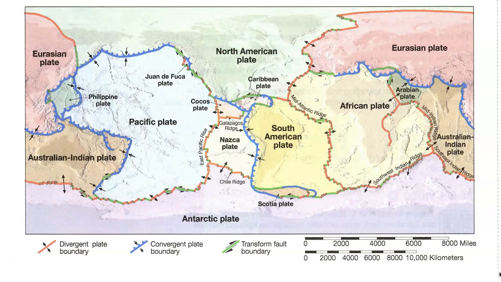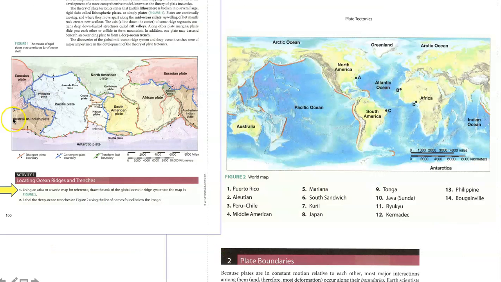I don't expect you to memorize the plates, but I do want you to be able to look at a map. For example, if I say to you, what kind of plate boundary is along the northern edge of the Caribbean plate? You would find the Caribbean plate, which is this, and you'd say, oh, it's a big green one, which is a transform plate boundary. So that I was just showing you here on page 100.